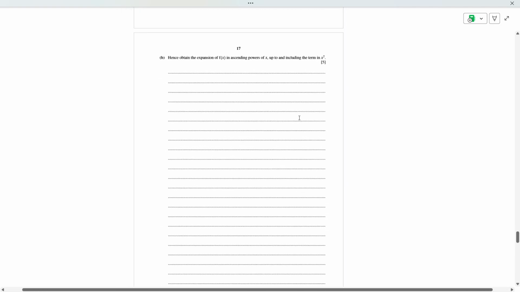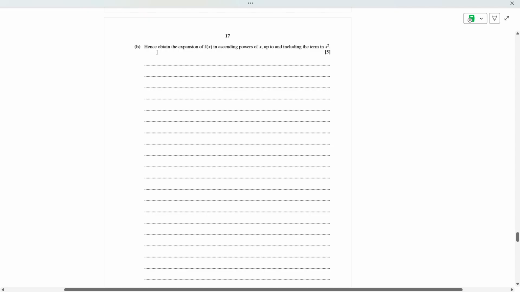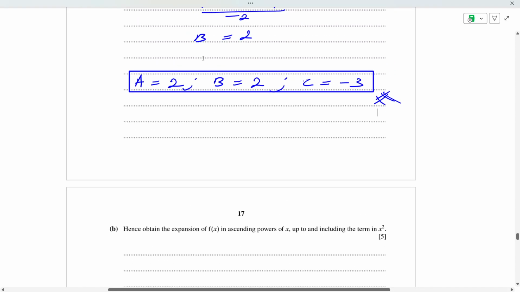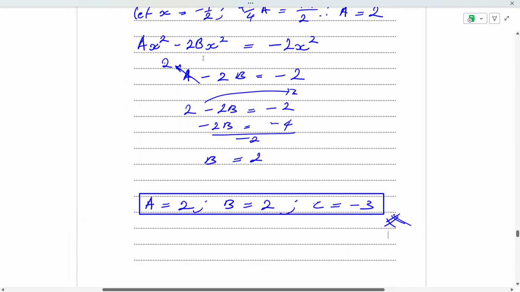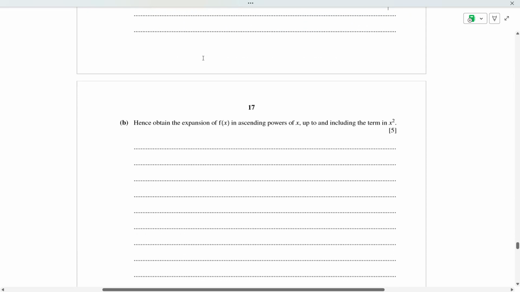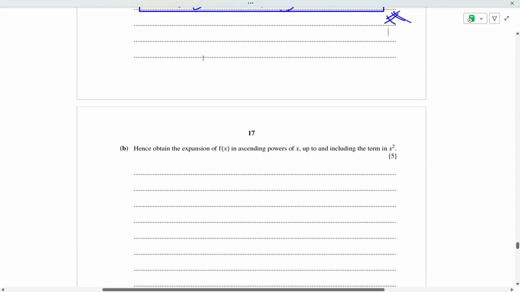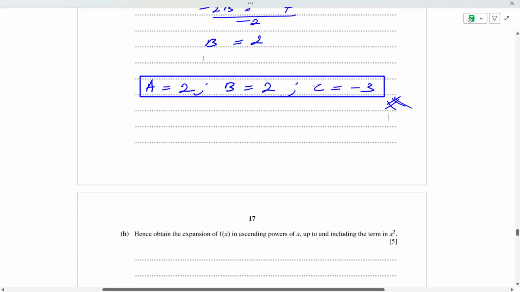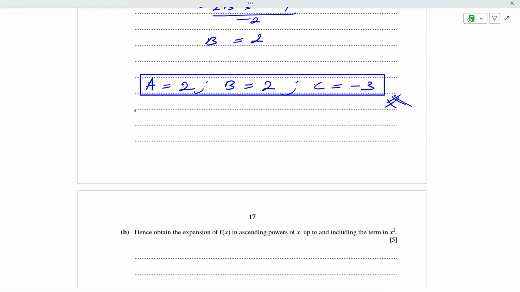Now, it says "hence", which means you're using the answer to the previous question. You know what, guys? It's probably best to check these values for A, B, C, because if they are wrong, you're going to carry them forward. I doubt you'd get any marks. You probably get maybe 1 out of 5. In most cases, you get 0. So I'm going to check for you whether what we did is correct.